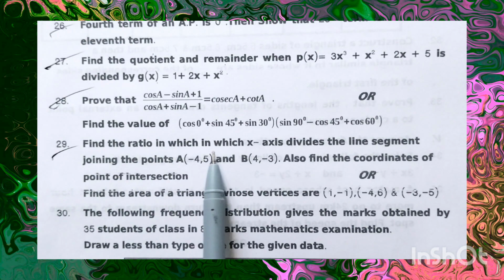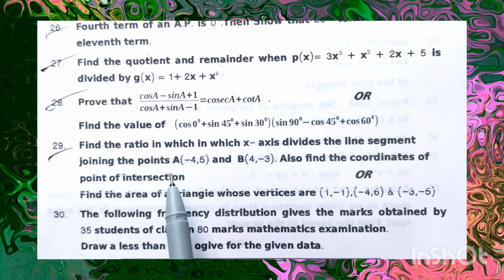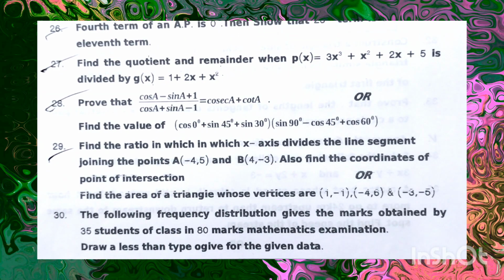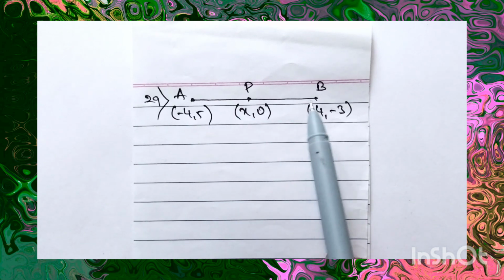Find the ratio in which the x-axis divides the line segment joining the points minus 4 comma 5 and 4 comma minus 3. Also find the coordinates of the point of intersection. ಸೊ ಎರಡು ಕ್ವಶನ್ ನಾವಿಲ್ಲಿ ಸಾಲ್ವ್ ಮಾಡೋಣ. ಮೊದಲನೇದು ಈ ಒಂದು ಲೈನ್ ಸೆಗ್ಮೆಂಟ್ನ ನಾನು ಡ್ರಾ ಮಾಡ್ಕೊತೀನಿ. ಸೊ ಲೆಟ್ ಅಸ್ ಡ್ರಾ ಒನ್ ಲೈನ್ ಸೆಗ್ಮೆಂಟ್ ಫಾರ್ ದಿಸ್ ಒನ್. ನೋಡಿ ಈ ಥರ ಒಂದು ಲೈನ್ ಸೆಗ್ಮೆಂಟ್ನ ಡ್ರಾ ಮಾಡ್ಕೊಂಡಿದ್ದೀನಿ. ಸೊ ಎ ಬಿ ಇಸ್ ಎ ಲೈನ್ ಸೆಗ್ಮೆಂಟ್.